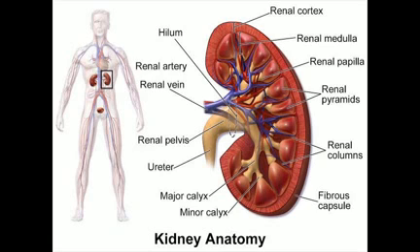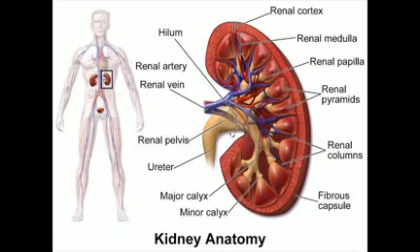The inner surface is concave and a depression is there. That depression is called the hilus, through which the renal artery enters and the renal vein leaves the kidney. So this goes about the structure of the kidney.